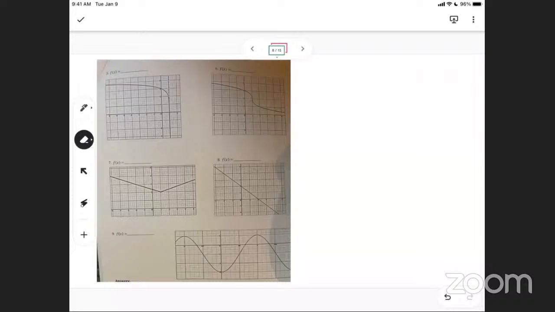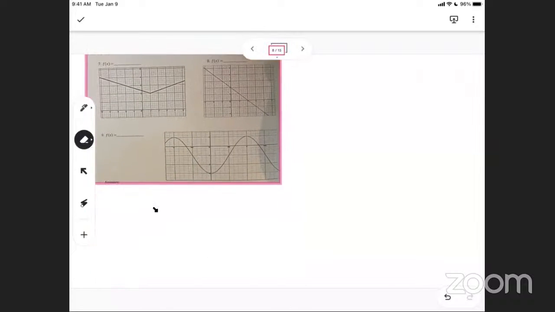Are most of these things talking about transformations, or are they not? Is that not necessarily what you have to do? No, yeah, these ones are. And then this is the last one.